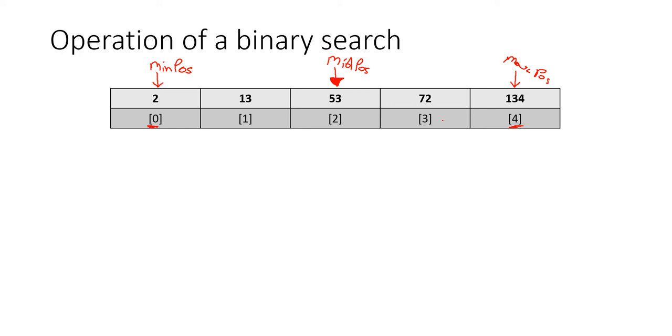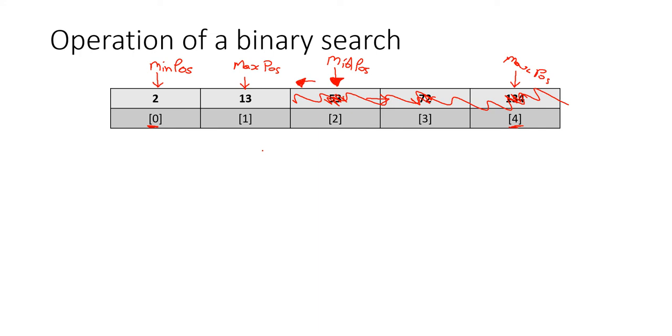Looks at that, compares it to that. 53 is not equal to 3. Therefore, the number has to be at that side of our data structure. 3 isn't this, and everything to the right hand side is going to be higher. So we can immediately eliminate this side of our data structure. So to do that, we move our max position over to here.